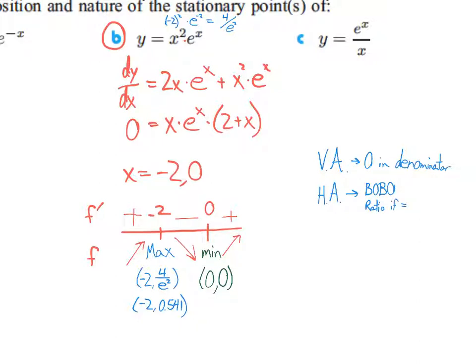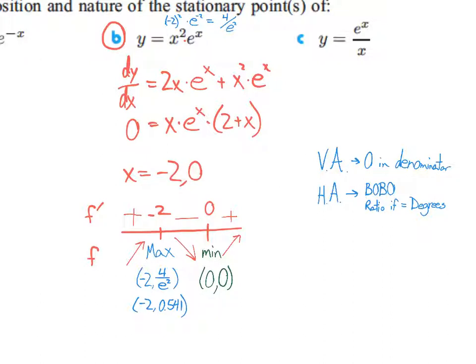If equal degrees. Bigger on bottom, then y equals 0 if the degree is bigger. So you have an x squared over an x cubed, or an x squared over an x to the 5th. Now, other functions also have horizontal asymptotes, like e to the x or whatnot, but we're talking about rational polynomial functions.